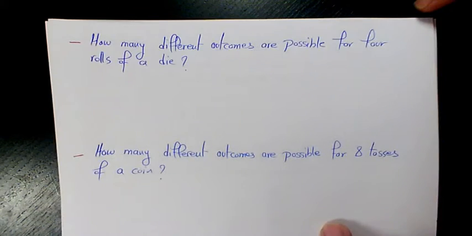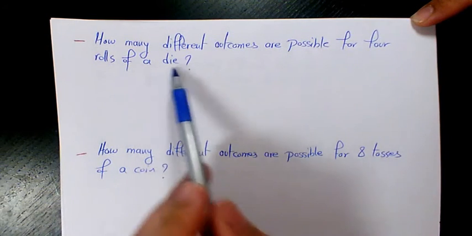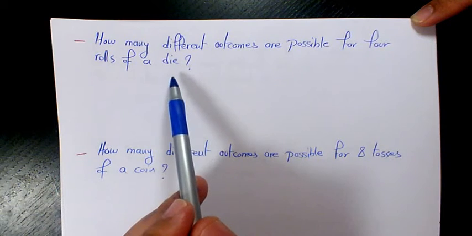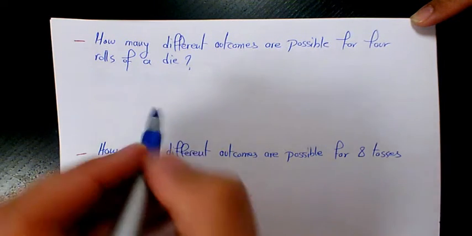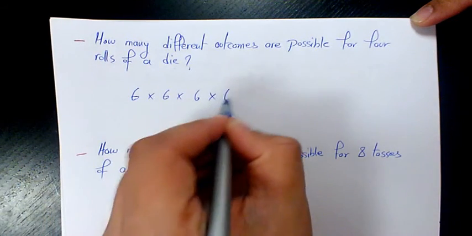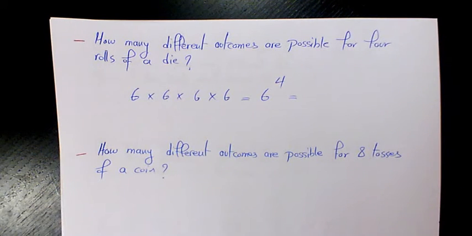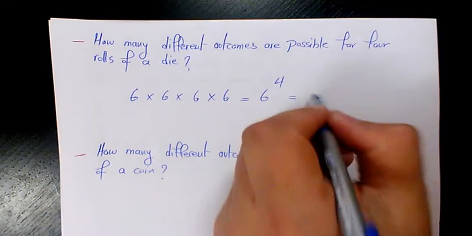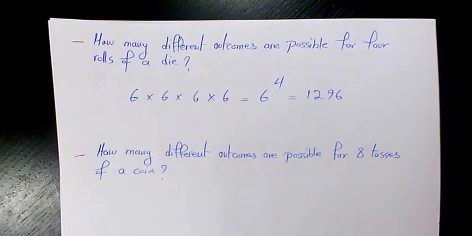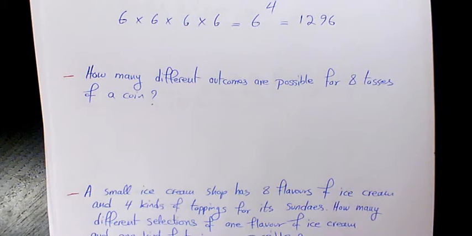Next example, how many different outcomes are possible for 4 rolls of a die? If we assume that we have a 6-sided die, we have 6 times 6 times 6 times 6. So it's going to be 6 to the power of 4, which is 6 times 6 times 6 times 6. It's going to give us 1,296 different ways.